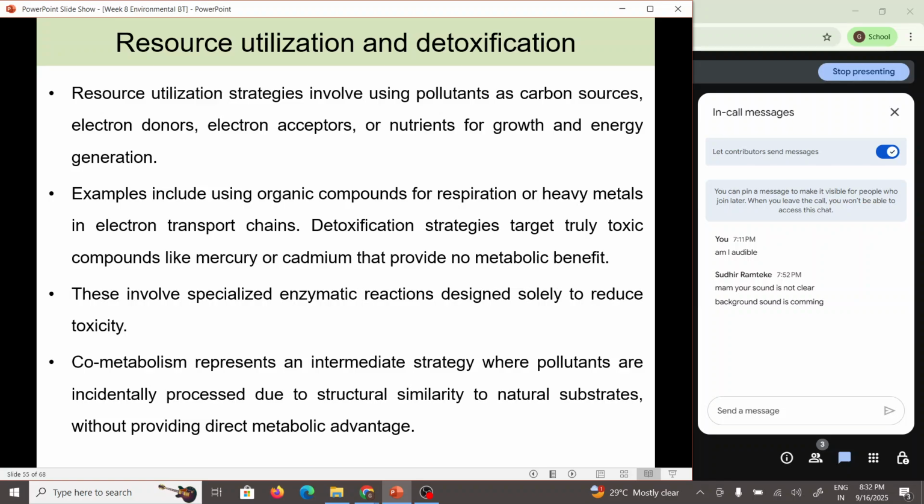As I told you, in the activated sludge process, ideally we are removing the organic contamination by the process where the microorganism is using it as a carbon and energy source. And in case of heavy metals, we know that the electron transport chain process requires metals. The heavy metals can help in the electron transport chain processes using redox reactions. Detoxification strategies target truly toxic compounds like mercury or cadmium that provide no metabolic benefit.